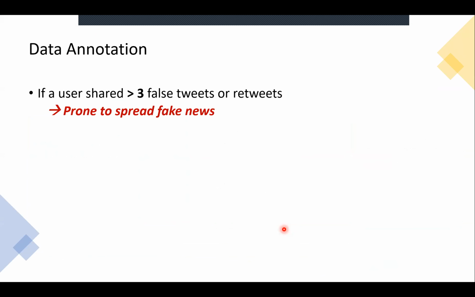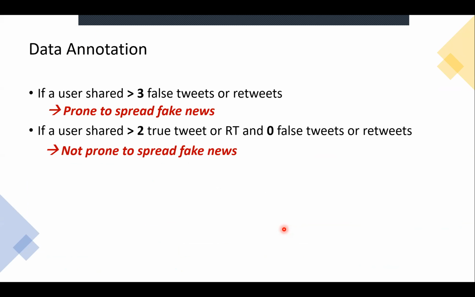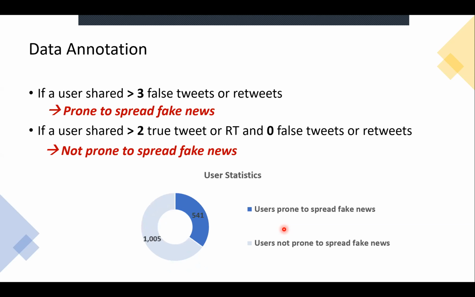To annotate the users that we have, we set the following criteria. If the user has shared at least two false claims, they are labeled as prone to spread fake news. Otherwise, if they have shared at least one true tweet and no false tweets or retweets, they are not prone to spread fake news. And this is the user statistics. 541 users are the positive class. They are labeled as prone to spread fake news, and the negative class is not prone to spread fake news. And there are around 1,000 users here.